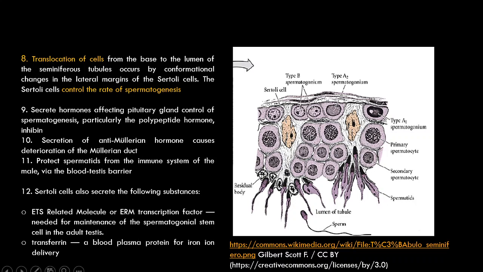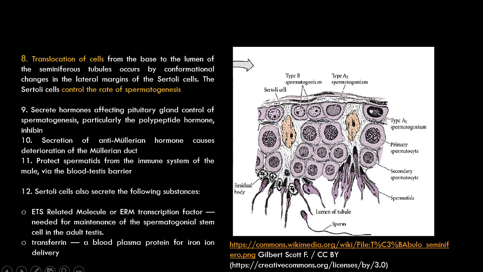the Sertoli cells. The Sertoli cells will change their shape at this margin and this margin. These are the lateral margins, and when they change their shape, these cells go lower, these cells go further lower towards the lumen of the seminiferous tubules. Hence, the Sertoli cells are able to control the rate of spermatogenesis.